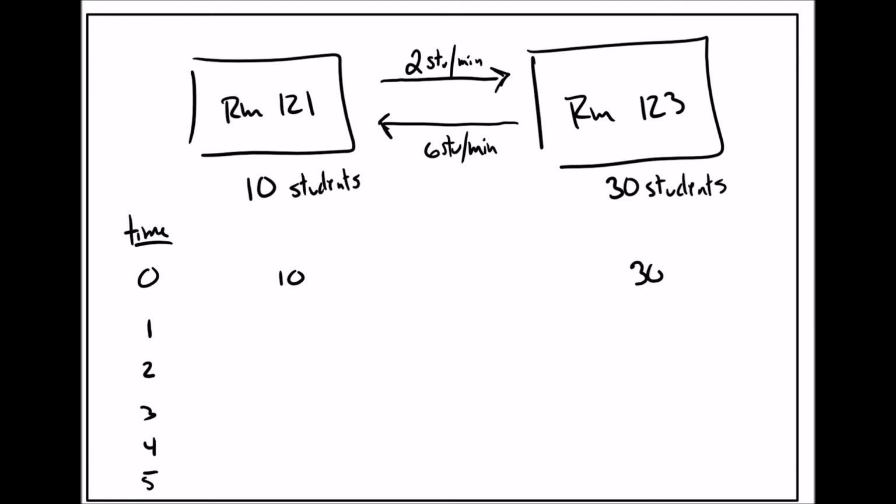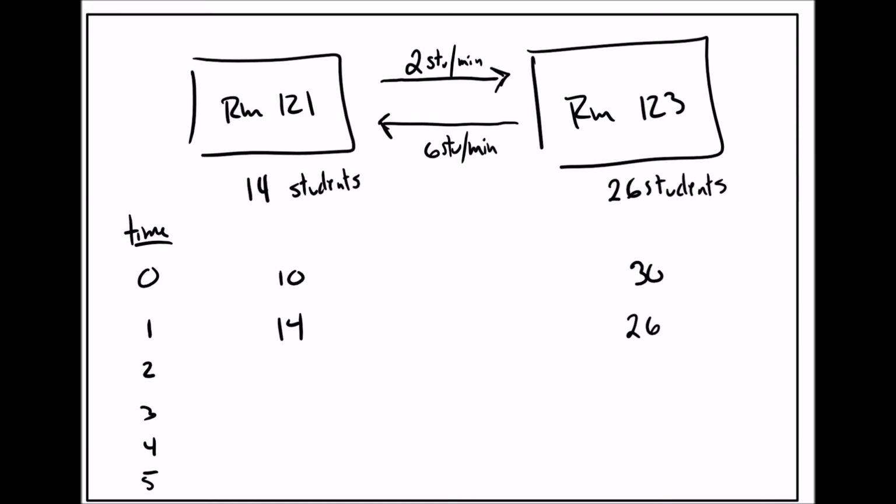After 1 minute, 6 students will leave room 123, but 2 more will come back. That's a net loss of 4 students, dropping the number to 26 students in that room. At the same time, after 1 minute in room 121, 6 students will have joined, but 2 will have left, for a net increase of 4 students, bringing it up to 14 students. Let's modify those numbers. And now let's think about the rates.